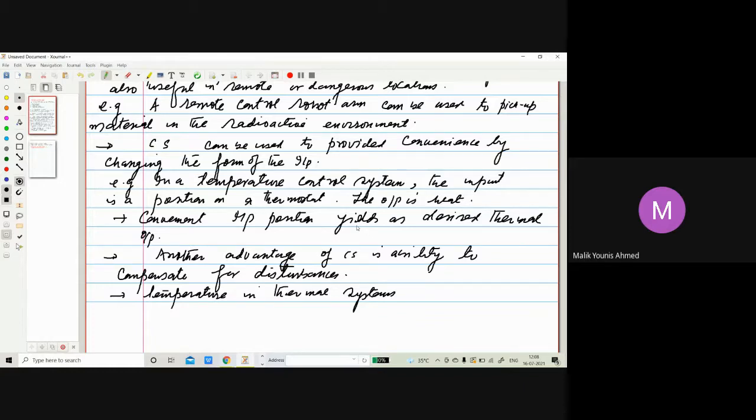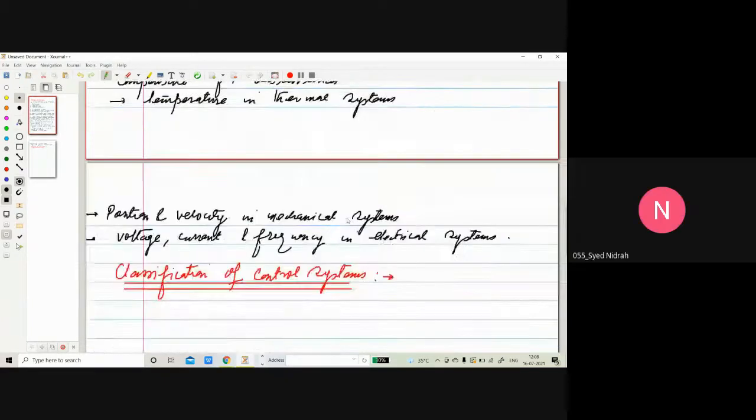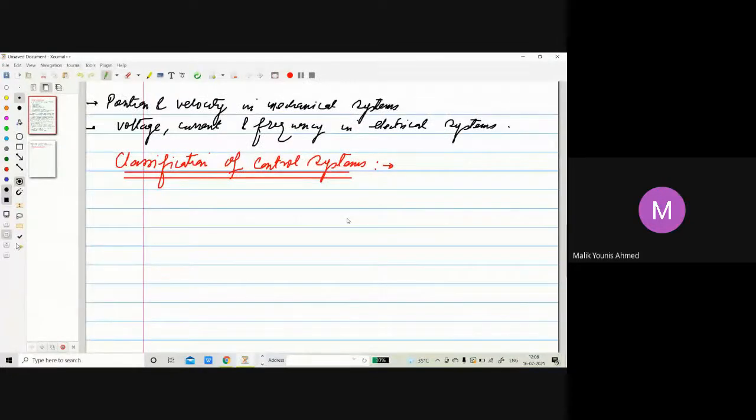By changing a particular position on the switch, you are able to get the desired output. So that's the second question that we may have: the open loop or closed loop systems. That's the second question. But by positioning the switch, you are going to get the desired output. That's the meaning of it. I hope this is clear now. Yes, sir, thank you. Okay, now classification of the control systems.